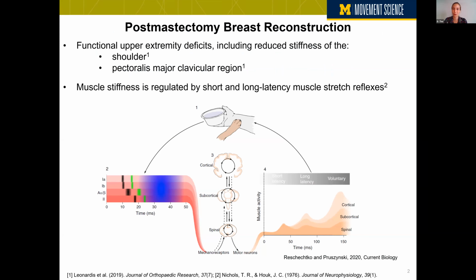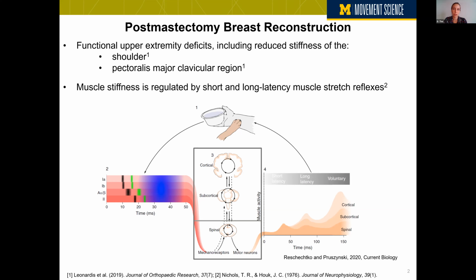So Costa went over some of these mechanisms, but very briefly, short latency muscle stretch reflexes are of purely spinal origin and involve mechanoreceptors like muscle spindle afferents and motor neurons within the spinal cord, while the long latency muscle stretch reflexes involve more supraspinal structures like the brainstem and the sensorimotor cortex. So the aim of this work was to quantify muscle stretch reflexes following 3 commonly performed post-mastectomy breast reconstruction procedures and compare this data to healthy age-matched controls.